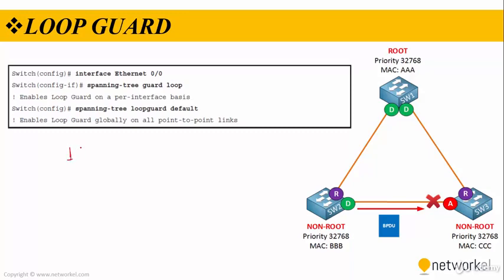The first one is loop guard, and the second protocol is unidirectional link detection. That's UDLD.